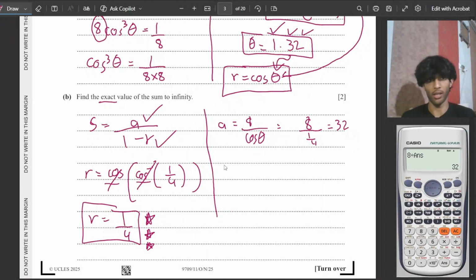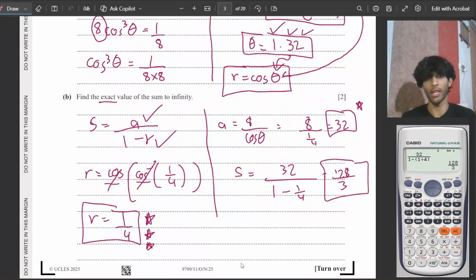Okay, now we can actually go ahead and use the equation because we have a and we have r right over here. So we use s equals 32 over 1 minus 1 over 4. So let's do that. We got 32 over 1 minus, I could do 1 divided by 4. That's 1 over 4. So I get 128 over 3. Again, remember, no rounding off. You give the answer as it is, so it's just going to be 128 over 3.